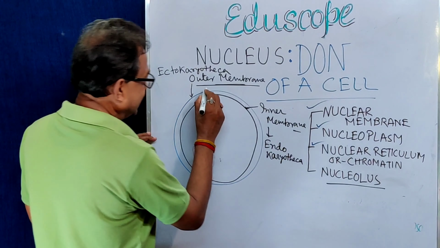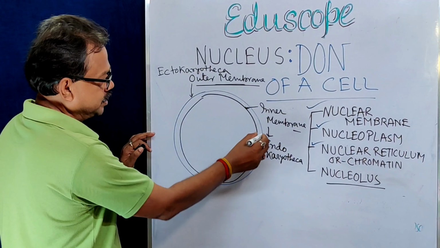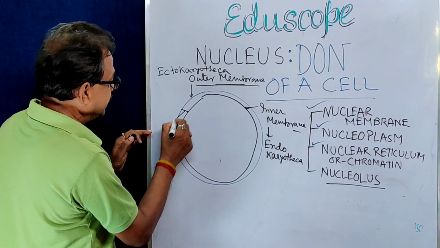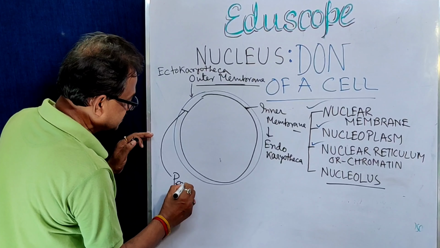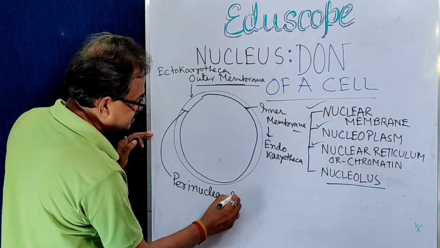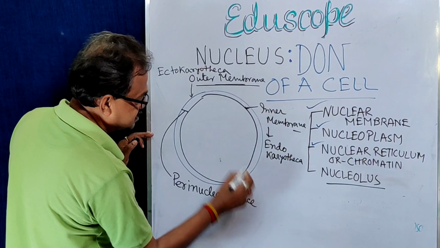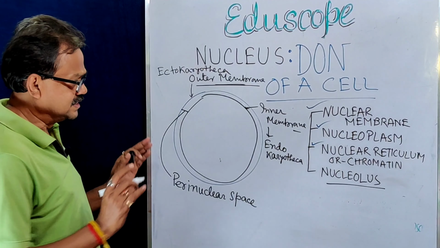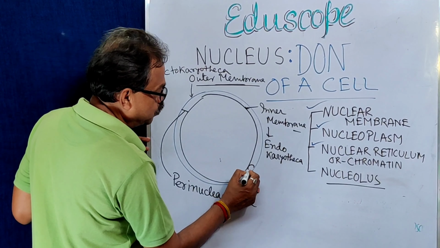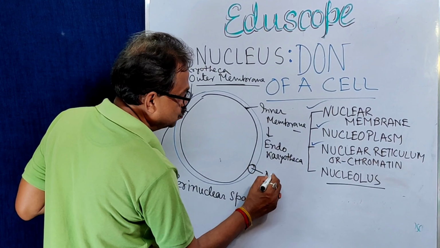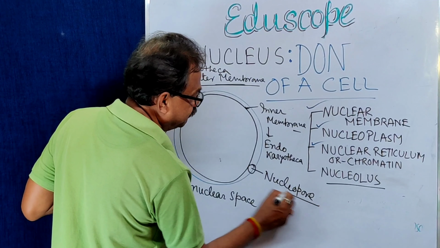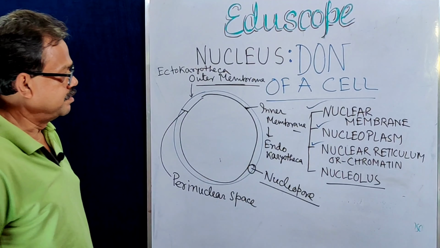And inside this, in between the ectokaryotheca and endokaryotheca, meaning the outer membrane and inner membrane, there is a perinuclear space. The perinuclear space contains a fluid. This is the structure of the nuclear membrane. And here some pores are found, called nucleopores. So these are the four parts of the nuclear membrane.